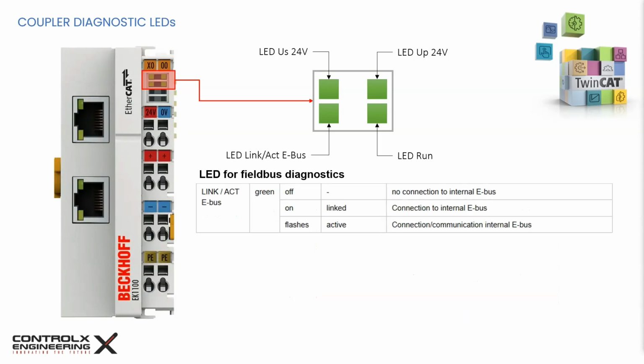The bottom left green LED indicates the state of the field bus connection. It also has 3 states. Off indicates no connection to the internal eBus, on indicates a connection to the eBus, and flashing indicates active communication with the internal eBus. Now that we understand the coupler, let's explore the I/O terminals that we'll be working with today.